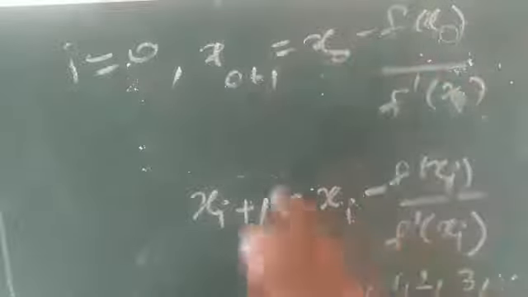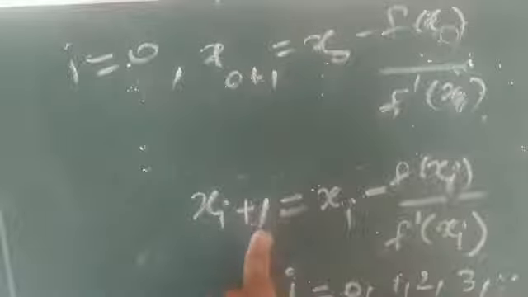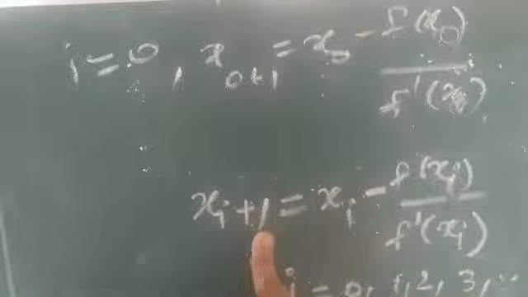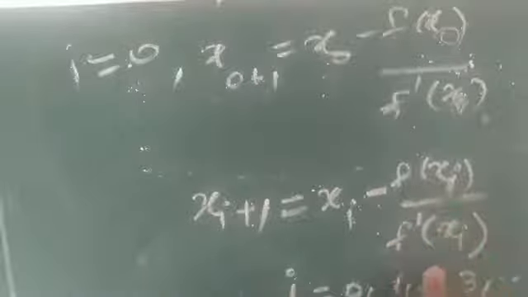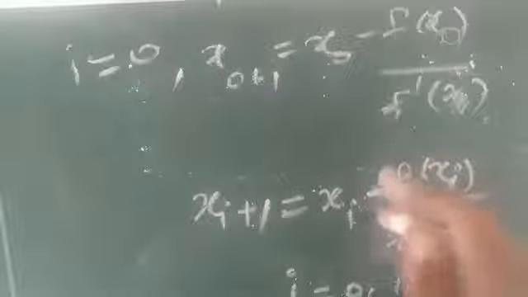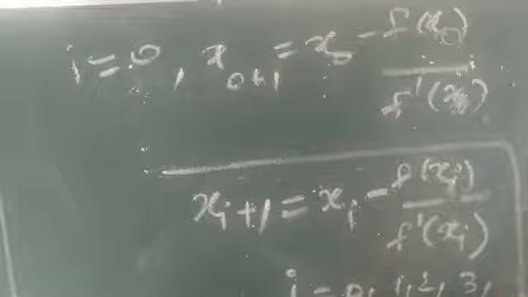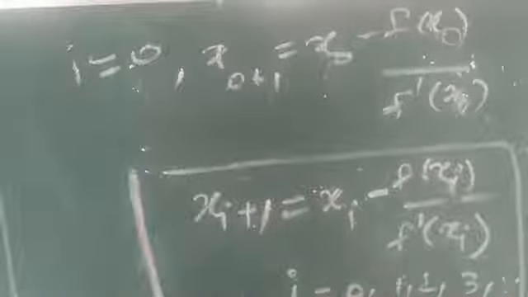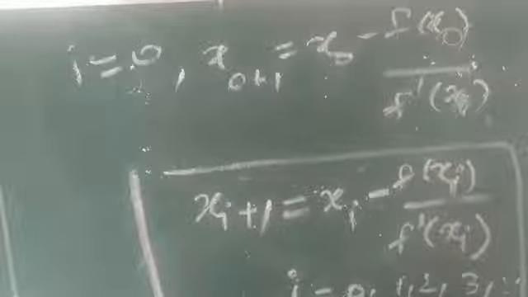In the next step, we put i = 1, we get x(1+1), that means the x2 term: x2 = x1 - f(x1) / f'(x1). In this way we continue this process up to the desired point. So this formula is called the Newton-Raphson formula, and it may be used to find the roots of algebraic and transcendental equations.